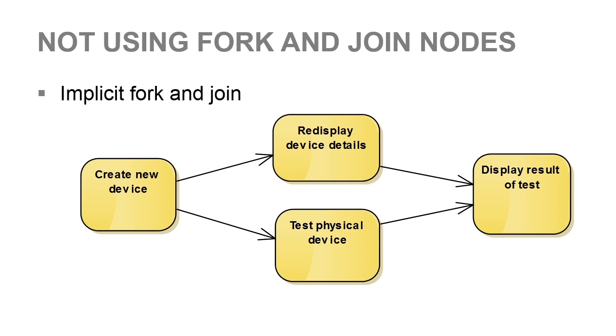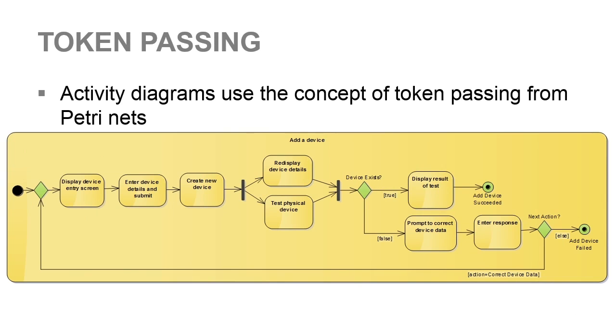It's possible to show multiple flows out of and into activities and actions, and the default position is that all the flows out of an activity or action will be taken in parallel, and all the flows into an activity or action must be enabled for it to execute. It's often better to use explicit fork and join nodes so that it's clear to the reader what's happening in the diagram. Activity diagrams are based on a diagramming notation called Petri nets.